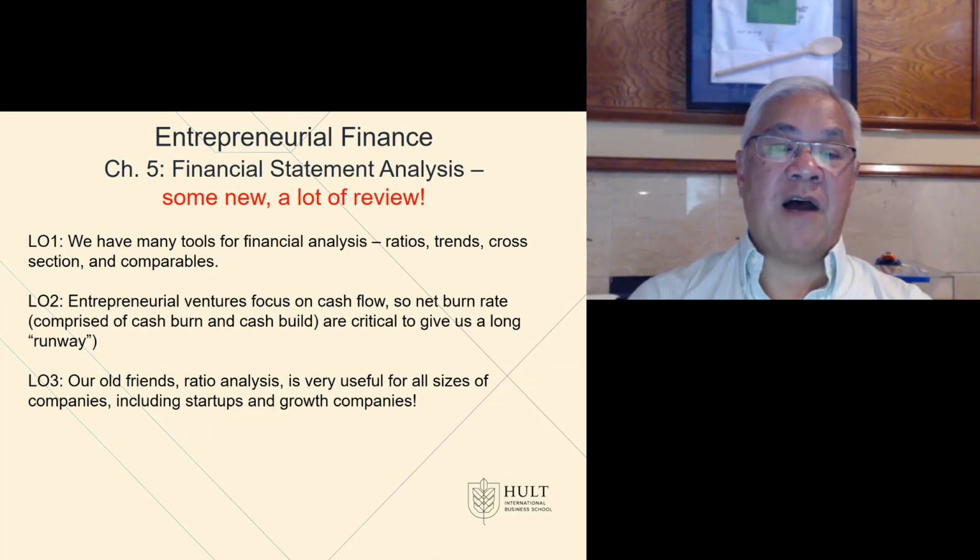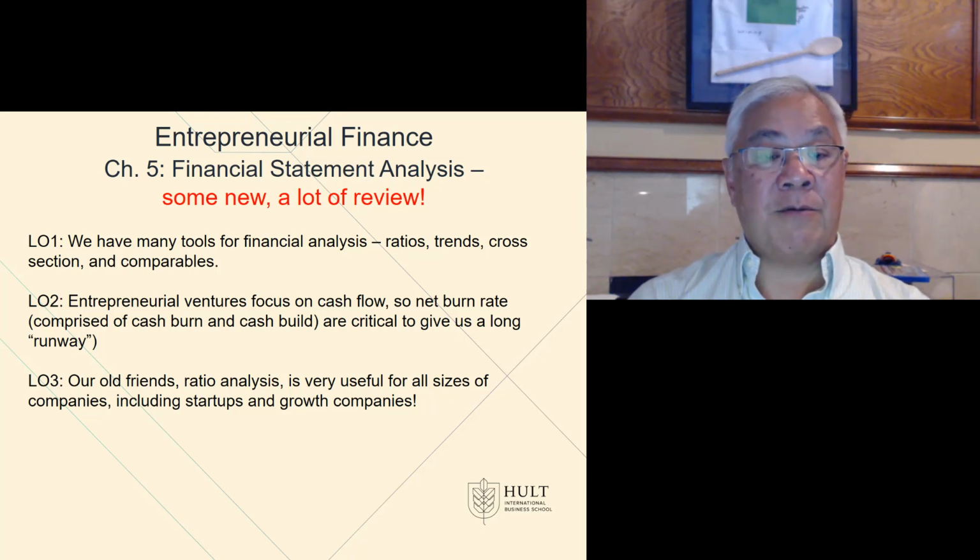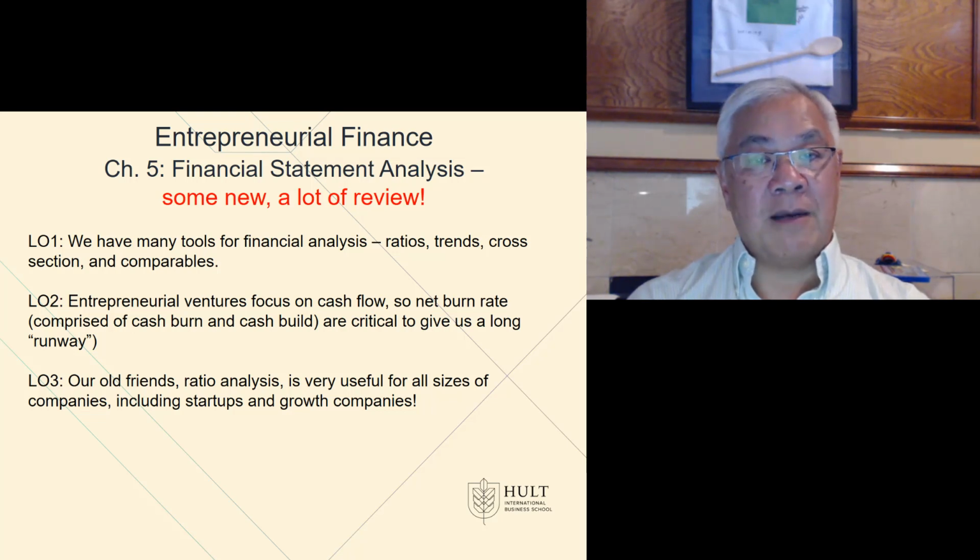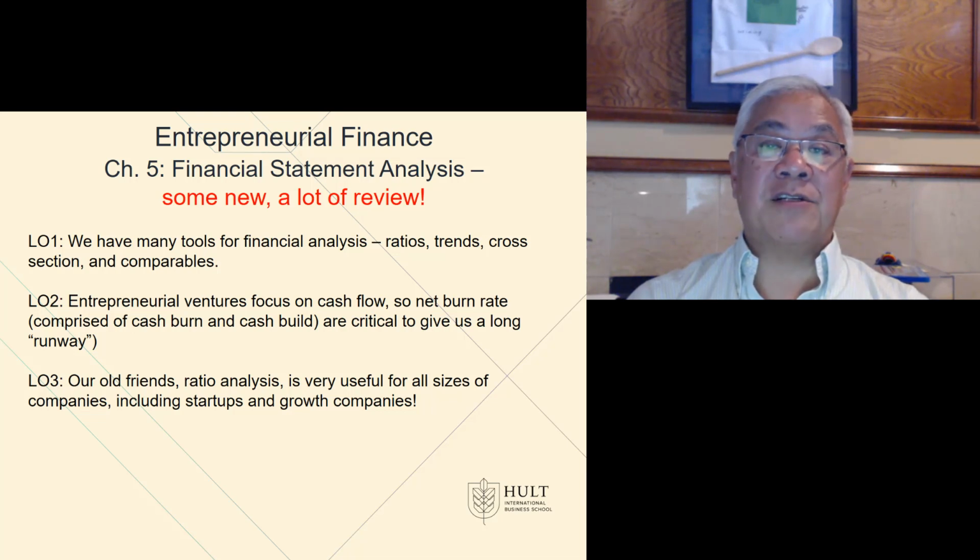So summarizing Chapter 5, we have some new, a lot of old review. We have a lot of tools we can use: ratios, trends, cross-sections, and comparables. And in terms of venture finance, we look a lot at cash. So therefore, cash burn, cash build, net cash burn, and runway are all in our language, because we watch cash very carefully. And finally, we have our old friends, the ratios, and we looked at a few of those to refresh us because we're going to use those to measure the health of our company, and we know that whoever's using our financials will be running those ratios. So we might as well do it for them, or before they do it, so we know the answers to their questions.